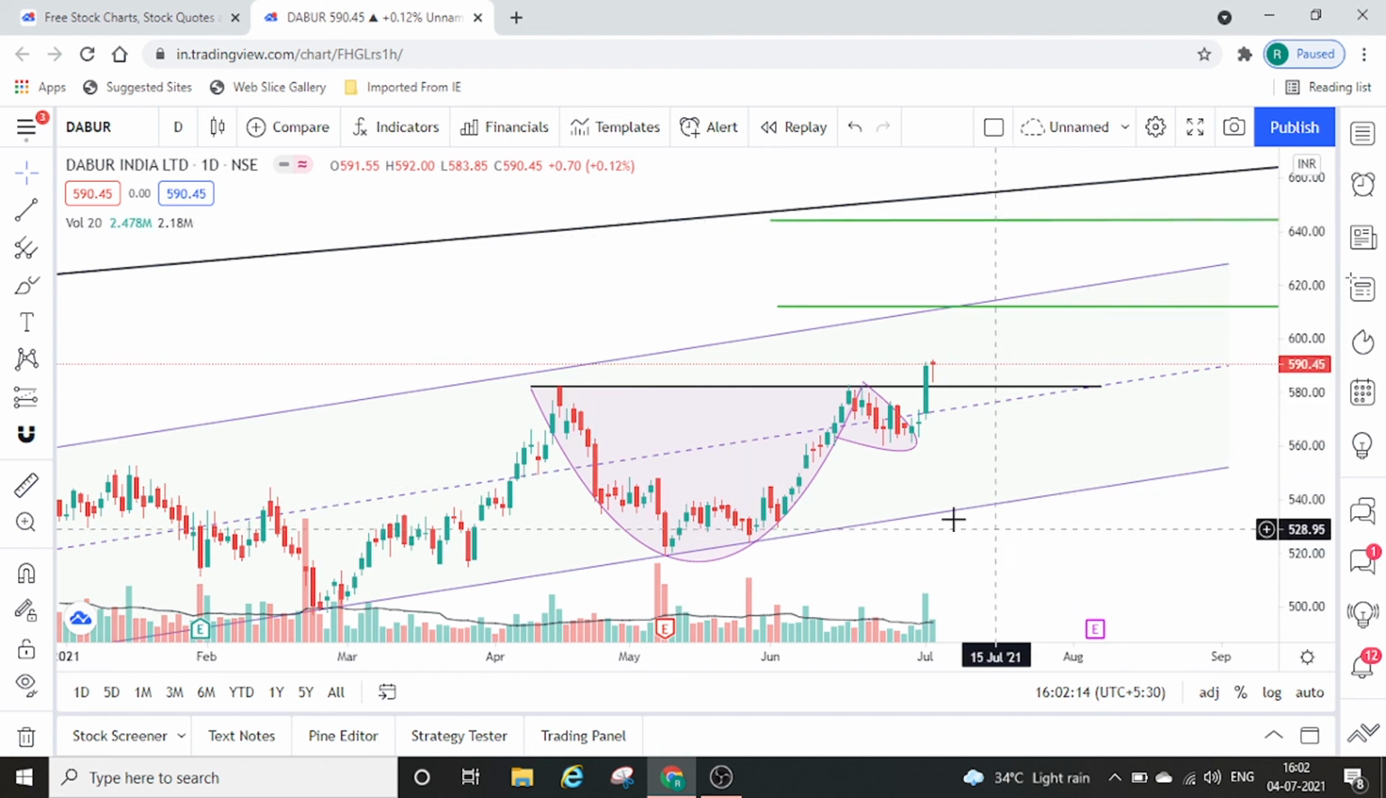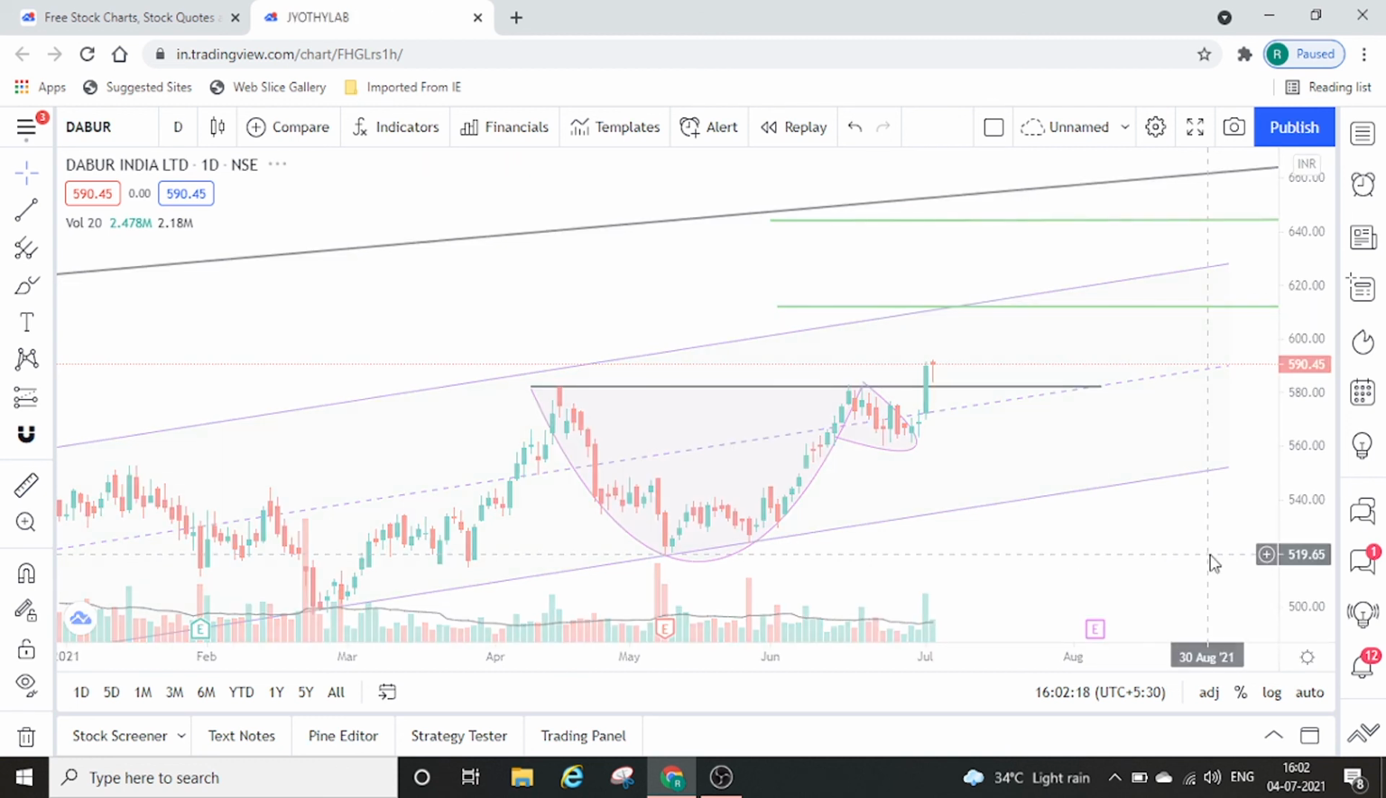So please have a look at this stock. And let me move on to Jyothy Labs.